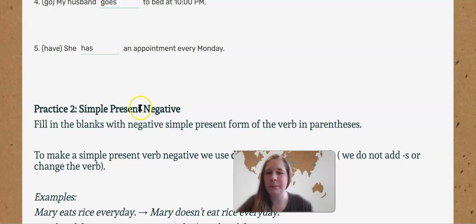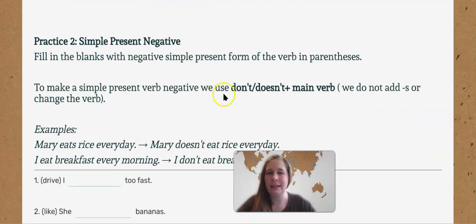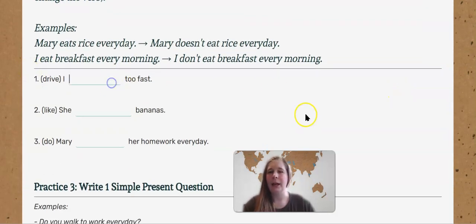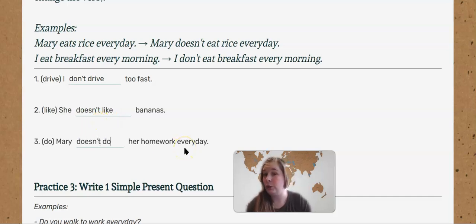Next, let's make the simple present negative verb. To make negative, we use doesn't or don't plus the verb. No S's added to the verb. I don't drive too fast. She doesn't like bananas. Mary doesn't do her homework.